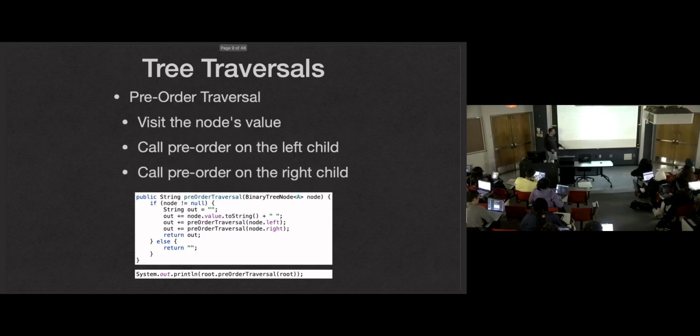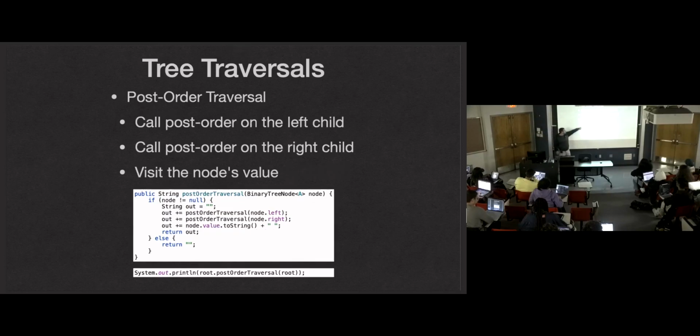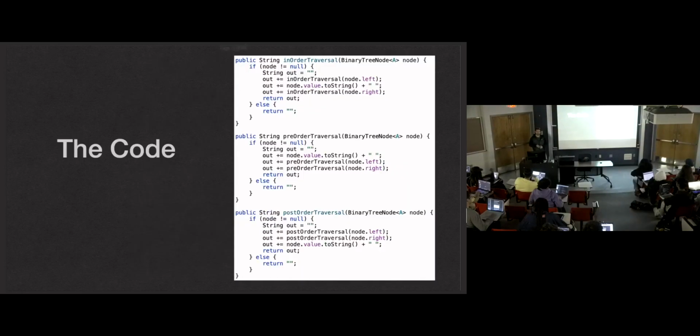If we want pre-order, we're going to change our code a little bit. We're going to visit the node's value and then make our two recursive calls. And for post-order, you guessed it, we're going to make the recursive calls and then visit the node in question. And this code is going to convert every value in the tree into one single string that we can happily print to the screen. That's the code for all three of them. That's it. In like 1 minute.